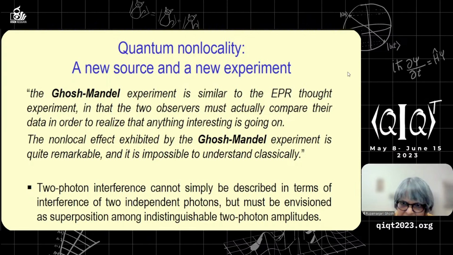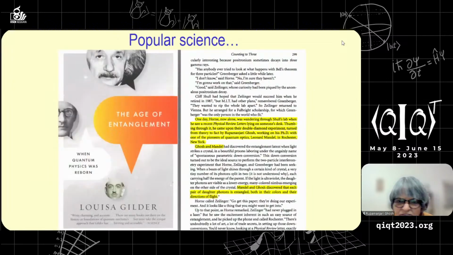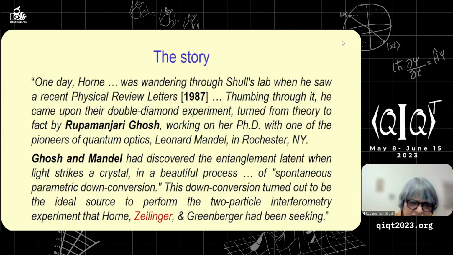And it's impossible to understand this classically. This is what the book says. This is also featured in popular science. For example, in this book by Gilder, The Age of Entanglement, I'm sure you have seen. You can see that it doesn't describe it, but it sort of catches the historical moment of that time, that in 1987, when my PRL got published, Zeilinger came upon that.